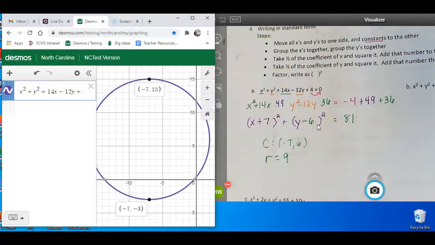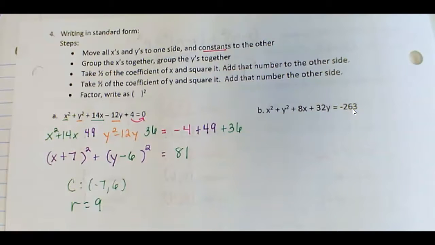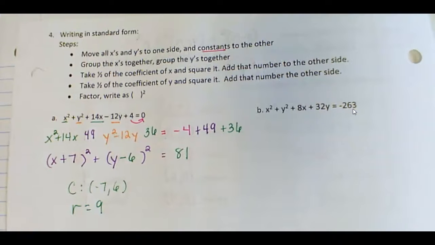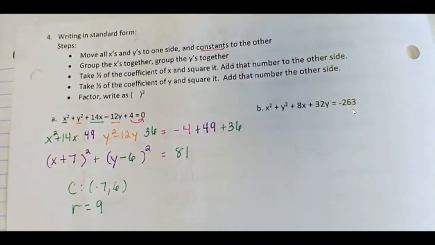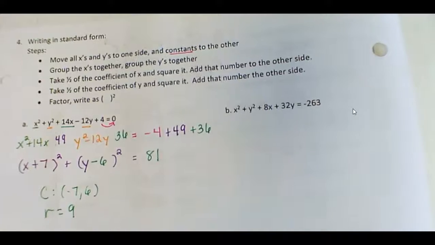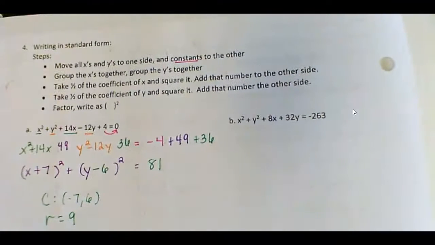Okay? Or you could do it both ways and then just check it. So let's look at B. I think sometimes the graph is hard to tell, like where that center is, and so that's why I think it's really important to do it this way. But it doesn't matter to me which way you do it.